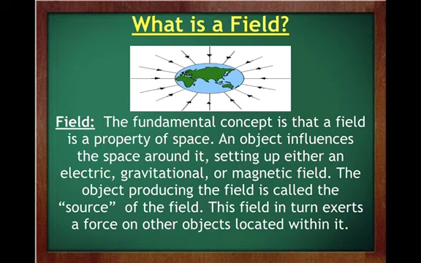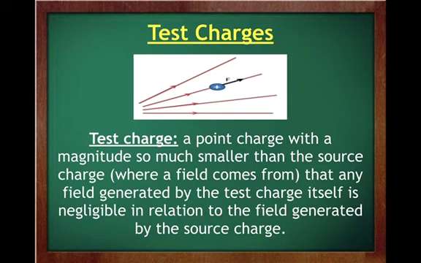And this field in turn exerts a force on other objects located within it, objects that enter its field. In terms of gravity, the planet itself, the bigger planet, would be the source of the field, and it has a gravitational pull, and anything that enters its field is acted on by that source object.